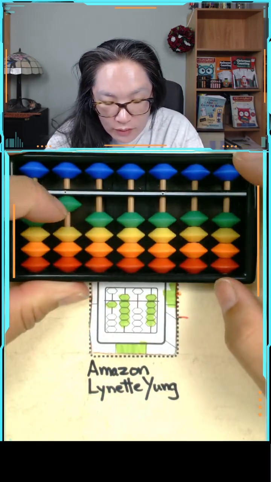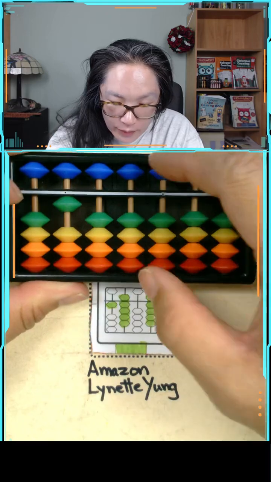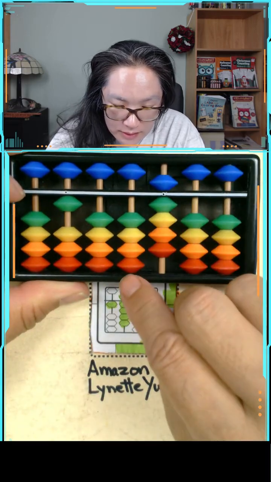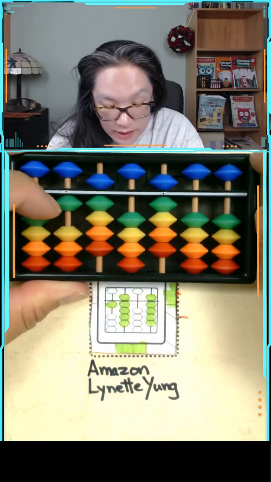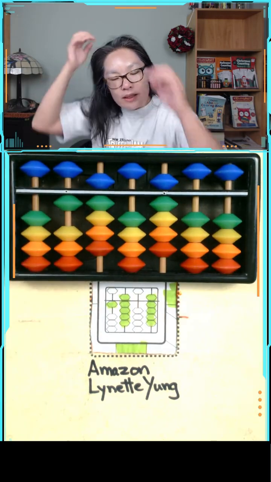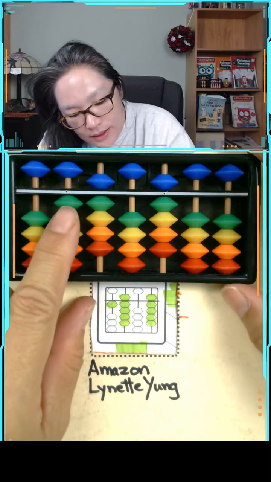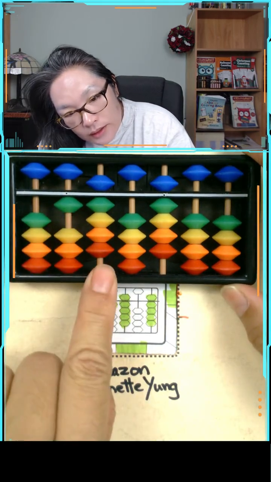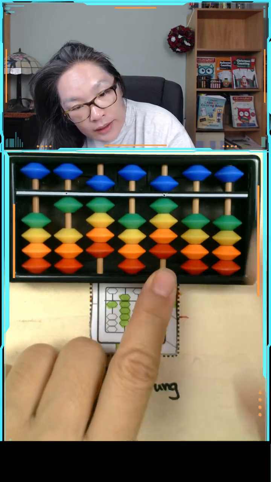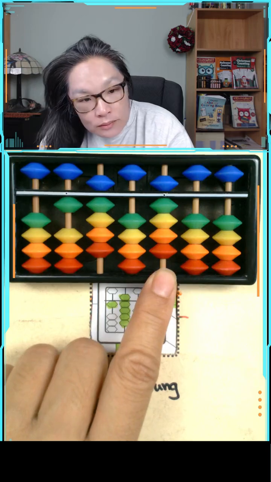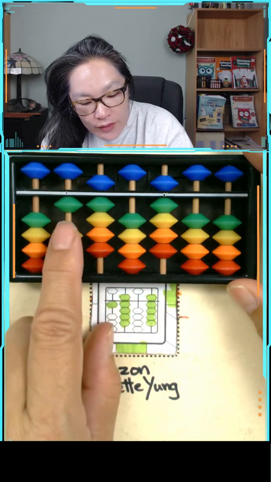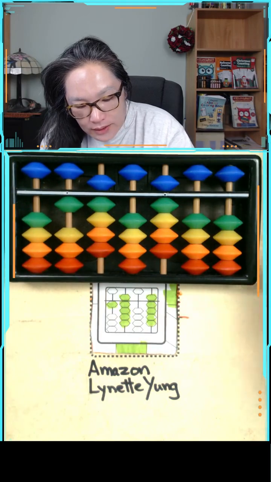So we have our next number. We have our ones, our tens, our hundreds, and our thousands. What number do we think that is? Yes, it is 1,909. Well done, Boop. So we have 1,909.